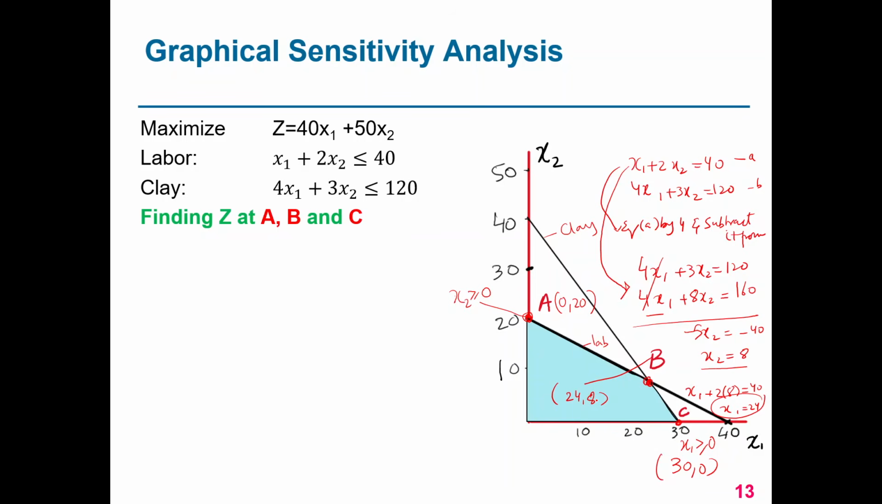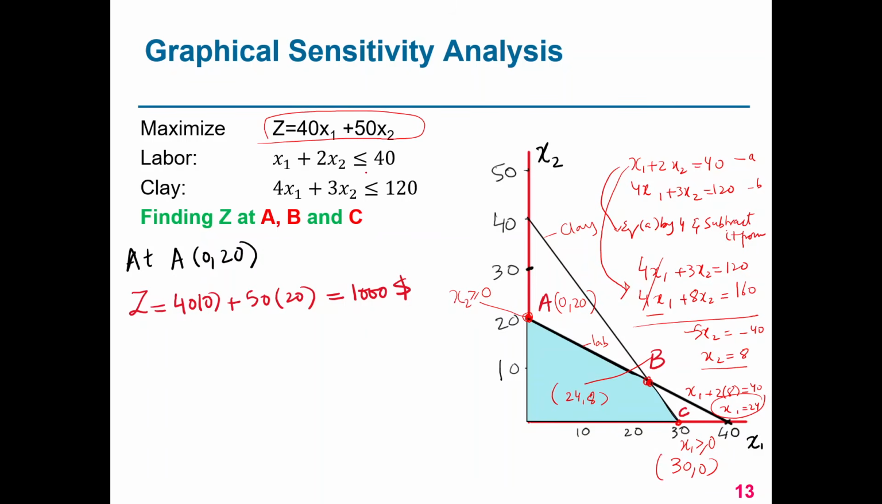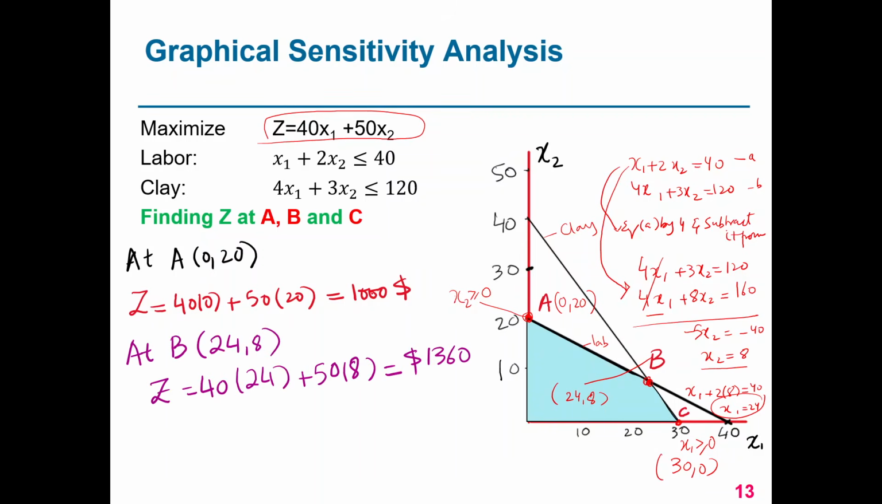So using the coordinates of these 3 points, we can find the profit. Let's first find the profit at A, which has the coordinates of 0 comma 20. So the profit Z is equal to 40 into 0 plus 50 into 20. We are finding the profit using this equation, so we are just plugging in the values of x1 and x2. So the profit is 1000. Similarly, we can find the profit at B, and that is $1,360, and at C it's $1,200.